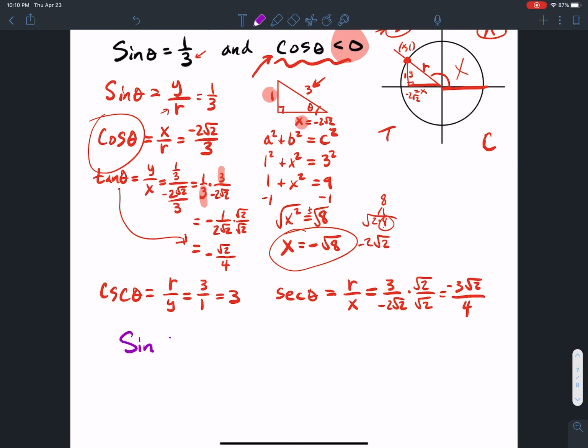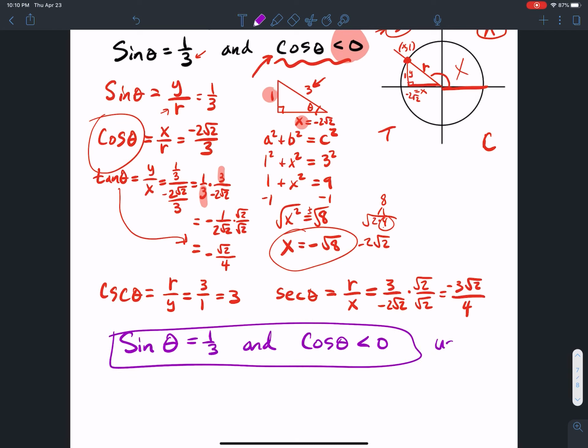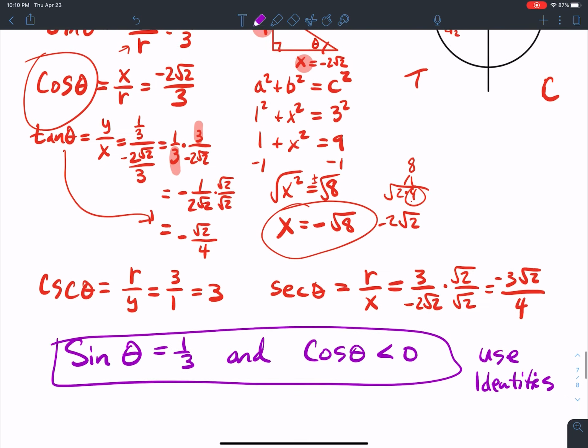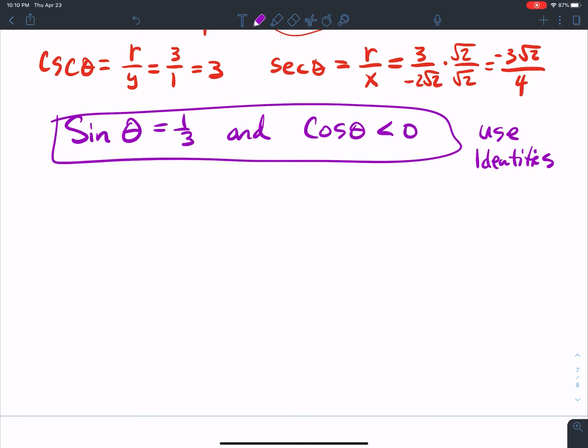So we have sine theta equals 1/3 and cosine theta is less than 0, okay? So let's use identities. Same problem, but we're going to use identities here. All right, what identity links sine and cosine together? Well, it's the Pythagorean identity, sine squared theta plus cosine squared theta equals 1, okay?